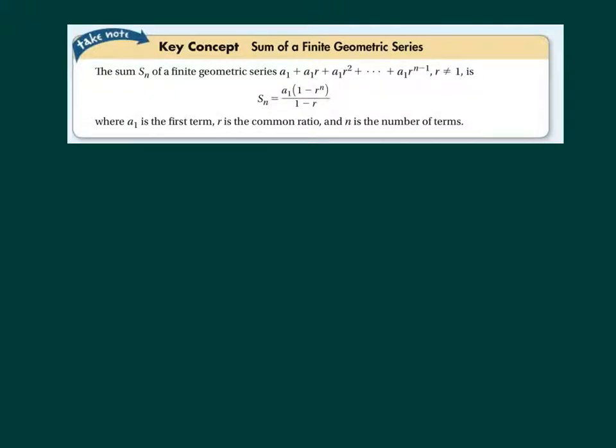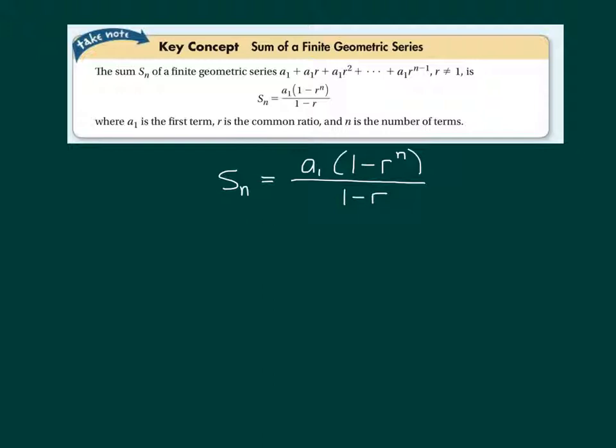Sn is a1 times 1 minus r to the n all over 1 minus r. So where does that formula come from? We're not going to worry about that. That's the formula. Okay? We're not going to worry today about why that is. But what we are going to look at is if we take this formula, the sum of the first n terms is the first term times 1 minus r to the n all over 1 minus r.